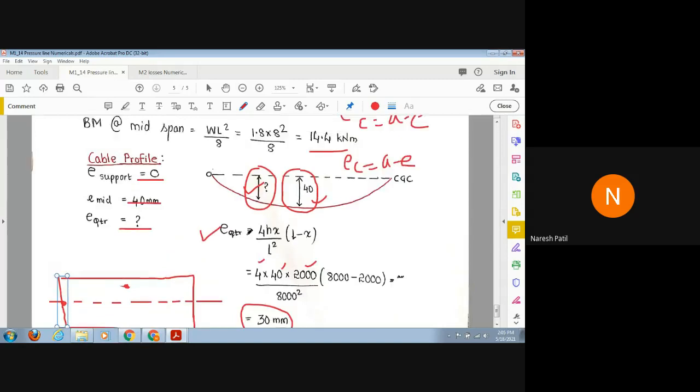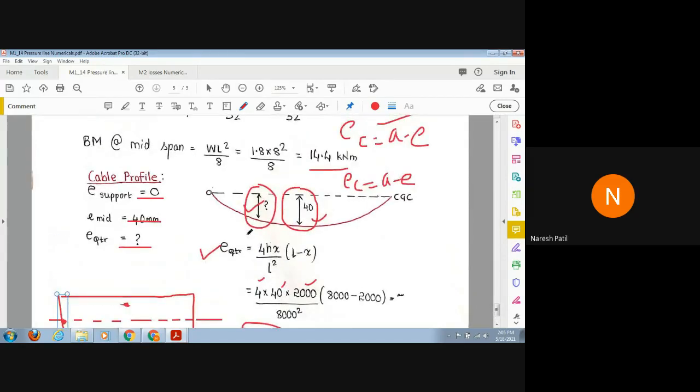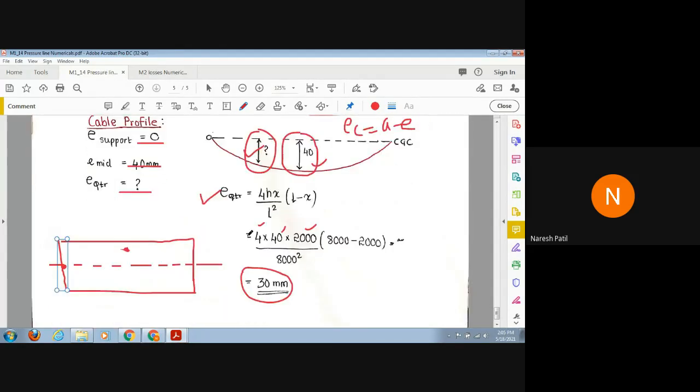Now at quarter span, how much have we got for EC? 13.2. At quarter span 13.2, that is positive. I'll draw the same here. Now I will join these.